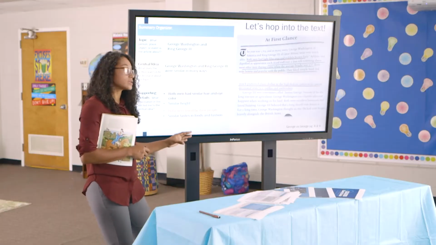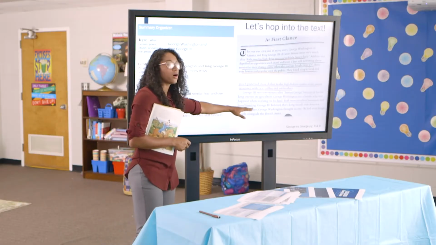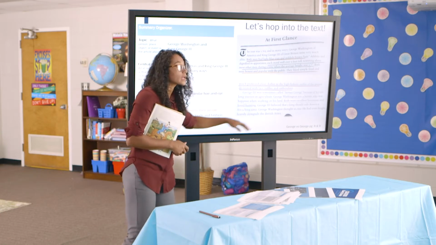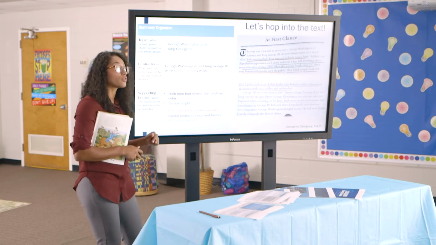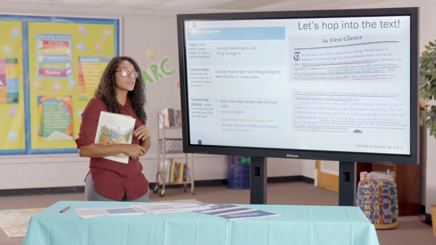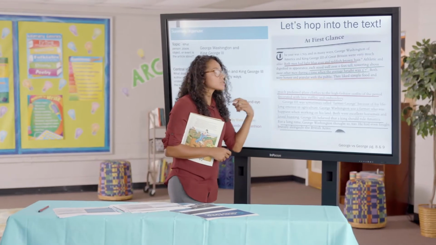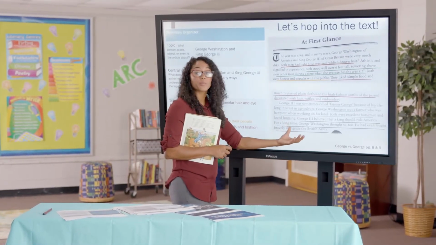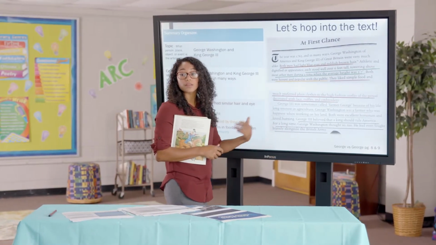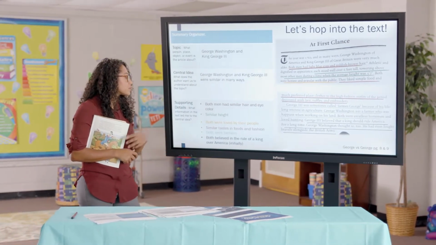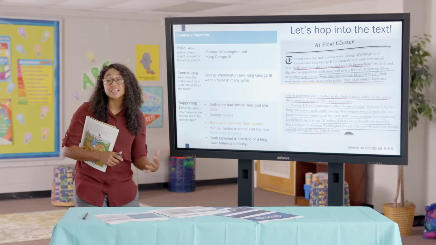This next part of the text tells me all about how they're interested in agriculture, or they're both farmers and they love farming, so I can put that they were both farmers. These last pieces of evidence that I pulled talk about how they both believed in a king ruling the colonies. And so that was my last piece of evidence. Both believed in the rule of a king over America, at least initially.